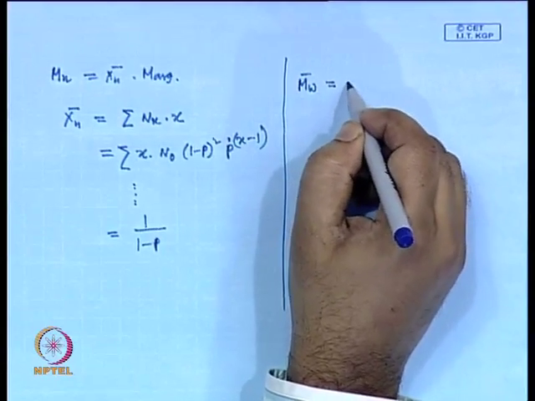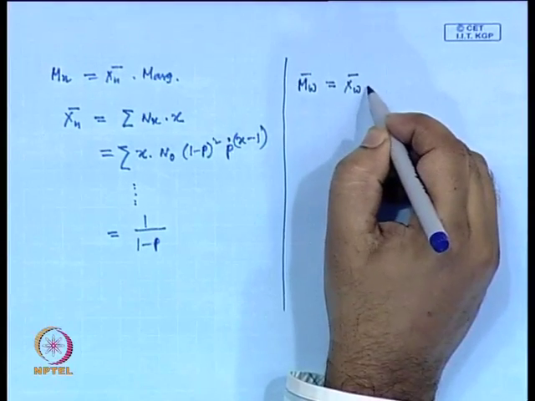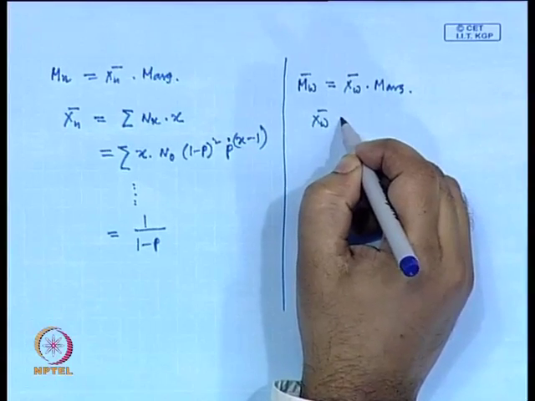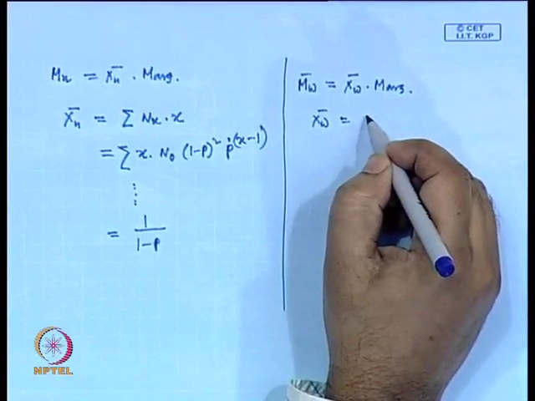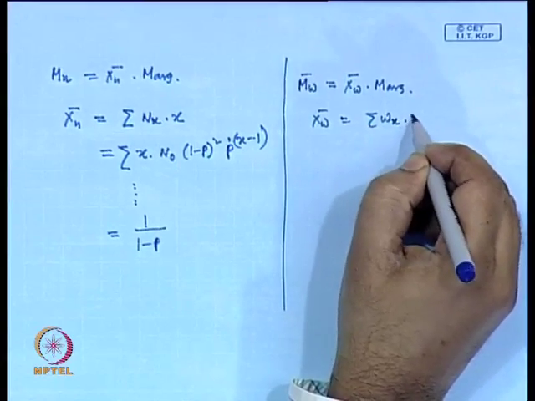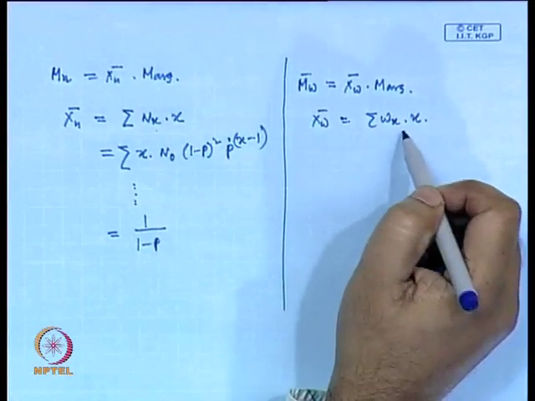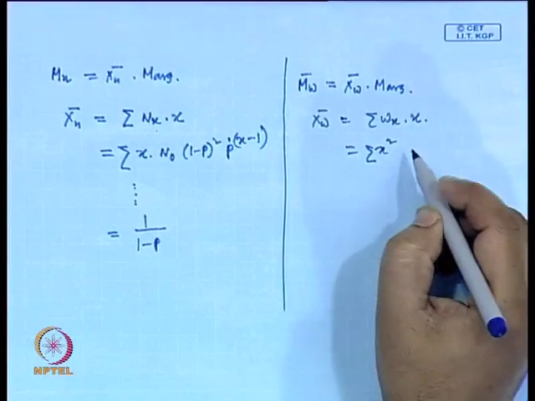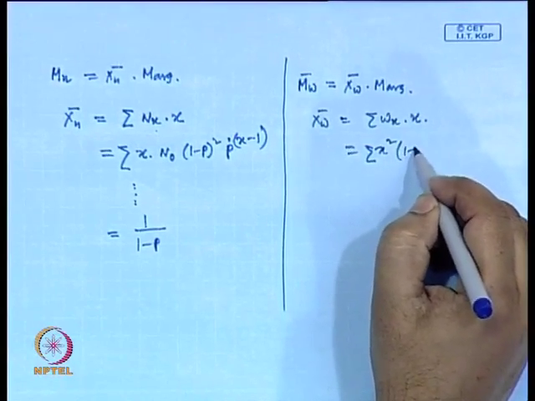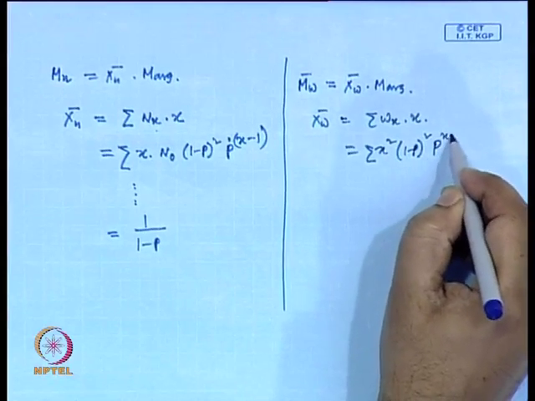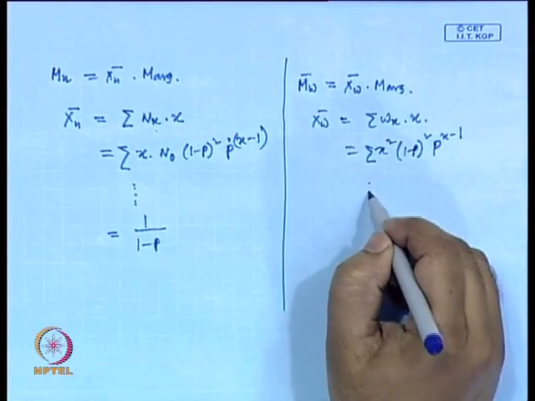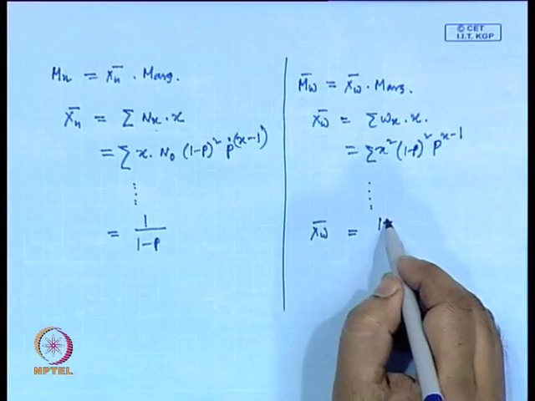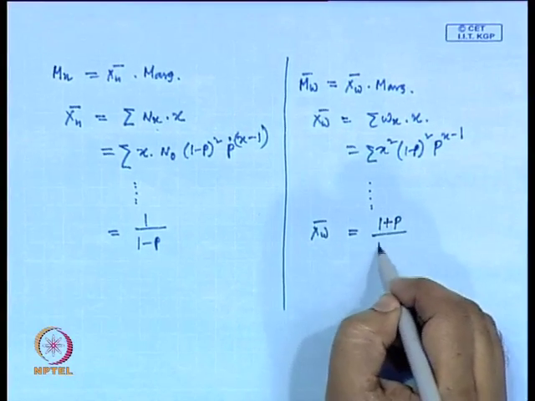Mw bar is the sum of x, the weight fraction multiplied by the molecular weight, where here it is the weight fraction, not the number fraction. So, you get x squared times (1 minus p) squared times p to the power x minus 1, and if you solve this, we will get x w bar as 1 plus p over 1 minus p.